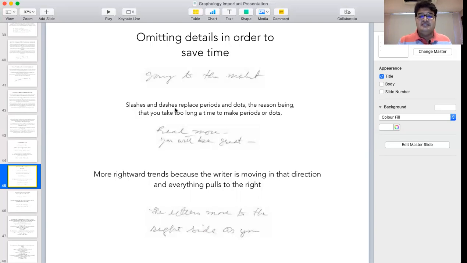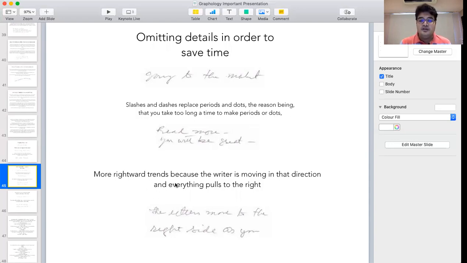Slashes and dashes replace periods and dots. The reason being that you take too long a time to make periods or dots. Basically, you don't have time. So you see slashes over here, right? So you just want to get things done quickly, and that is your main motto, that is your main intention.